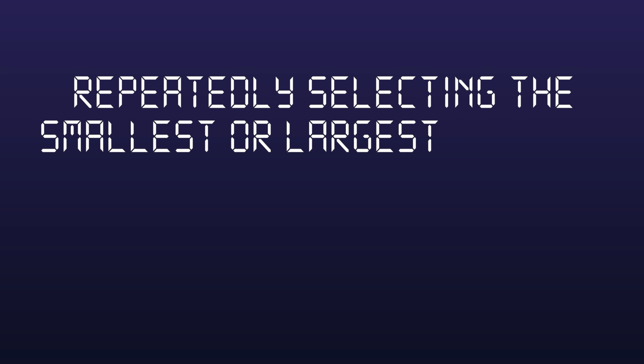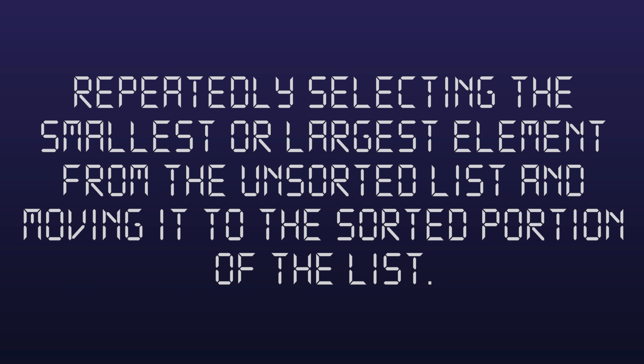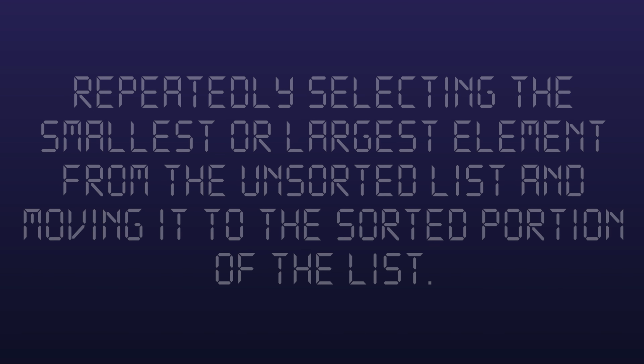Selection sort is a simple and efficient sorting algorithm that works by repeatedly selecting the smallest or the largest element from the unsorted portion of the list and moving it to the sorted portion of the list. What do I mean by it? We have an array of 5 elements: 64, 25, 12, 22 and 11. Now we apply selection sort to sort the array.